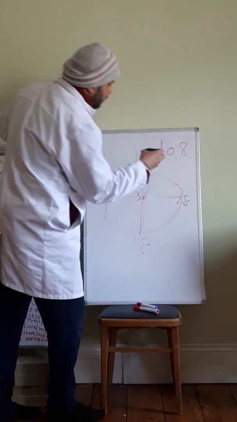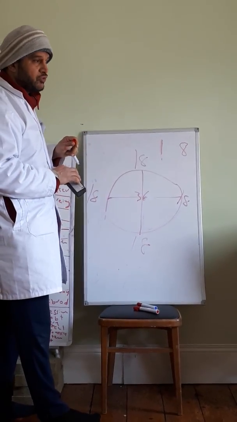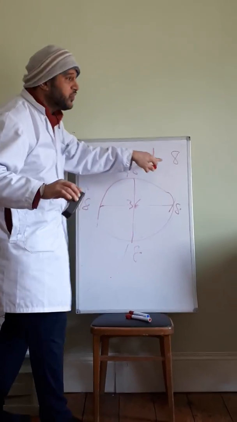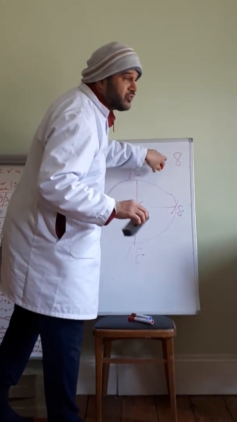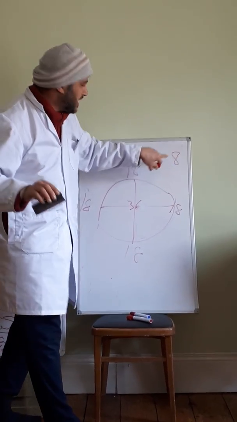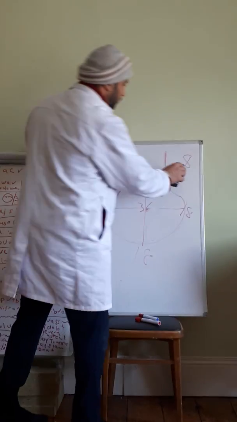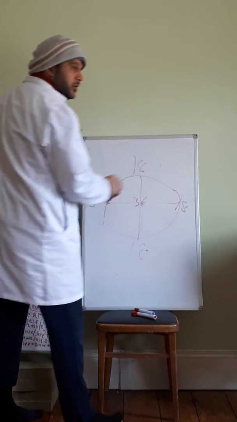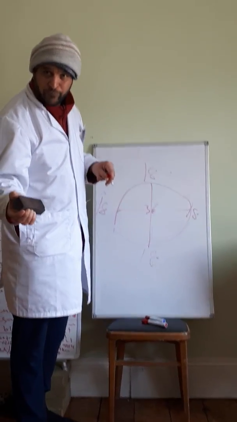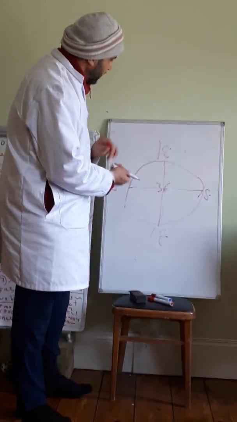Now, take the zero. 9. You have gone back to 9. Let me say, you die at 108. 9. You lived in the mother's womb 9 months. Do you understand? Fantastic.